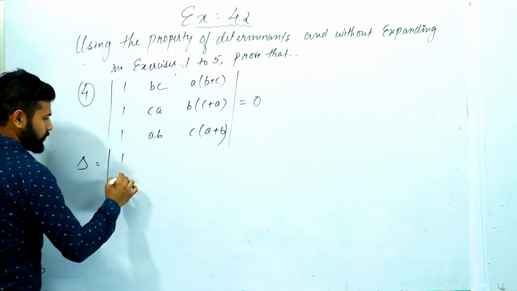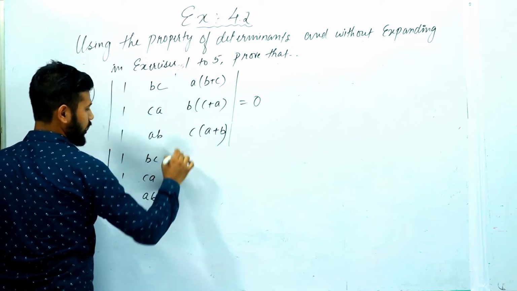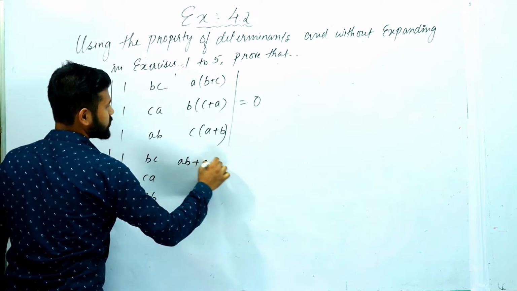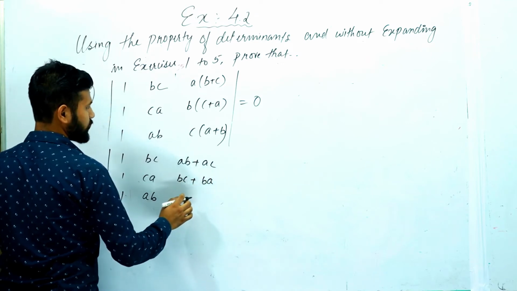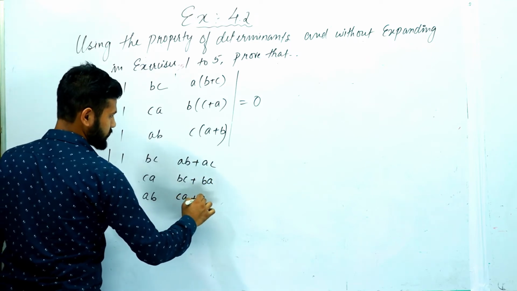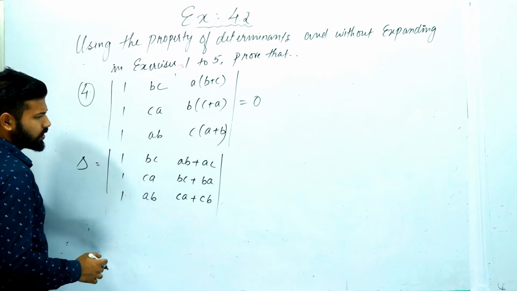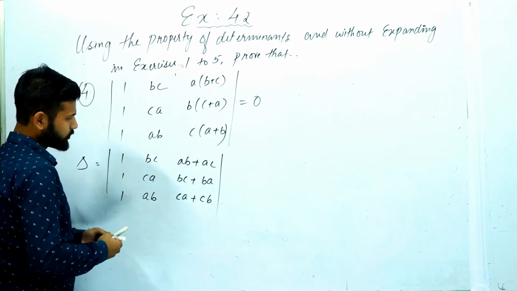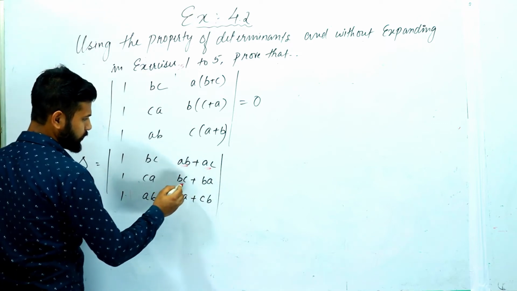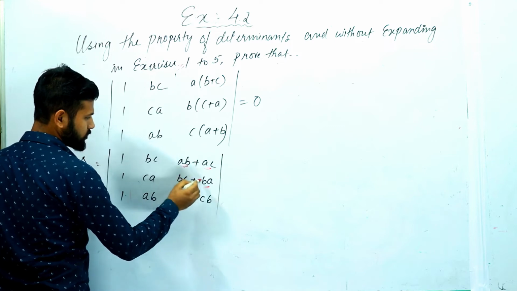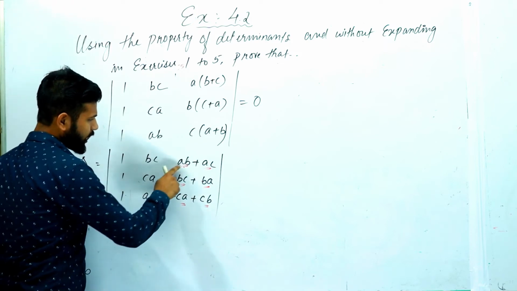So look here: 1, 1, 1; BC, CA, AB; AB plus AC, BC plus BA, or you can write AB also, no problem, and CA plus CB. That's all. So what similarity can we see, my dear? Look here. Here is AB, AC. Here is BC, here is BA, means this one is equal. Here is CA and CB. But we can see AB.